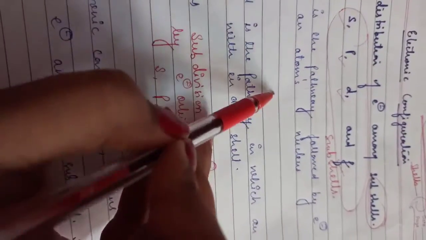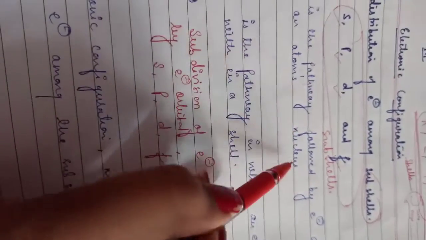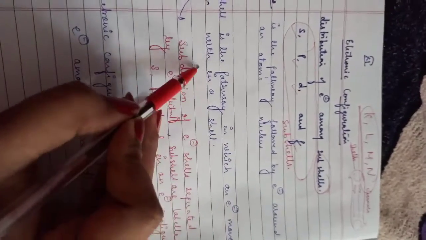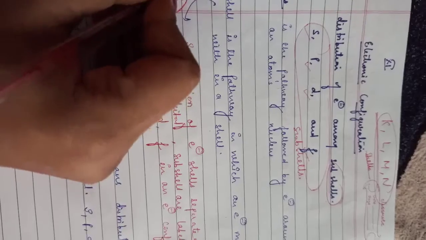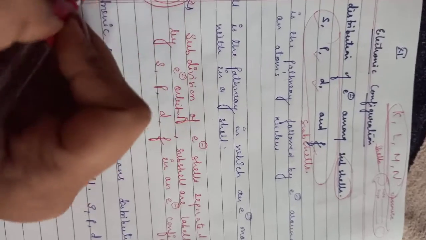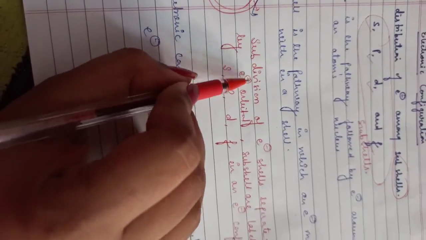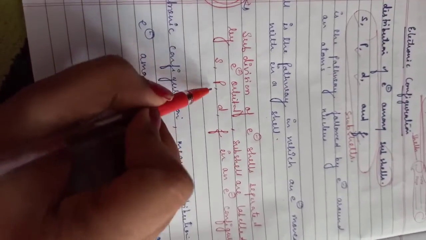So shell is the path followed by electron around an atom nucleus, while subshell is the pathway in which an electron moves within a shell. So subshell is the pathway in which electron is revolving. Electron is revolving in a particular path within a shell, that is called subshell. We can also say subshell is the subdivision of electron shell separated by electron orbital, and subshell is labeled as S, P, D, F in an electronic configuration.